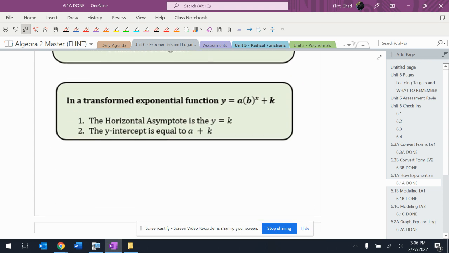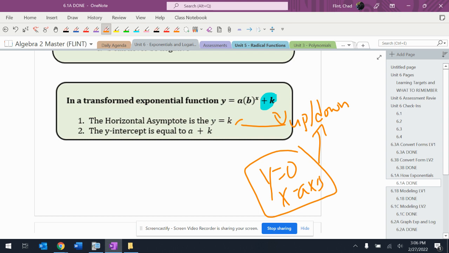Transformed thing here. The horizontal asymptote is going to be the number at the end there. We've done shifts before. The number at the end, that's up and down. Whatever number that is going to be the horizontal asymptote because it's normally y equals 0, or the x-axis. So any kind of shift up or down will change it to that. So if it was -3, it would be y equals -3. And then the y-intercept is the a value plus whatever the k is. In a standard one, the a value is 1, they all cross at 1, and then we start doing different things with them.